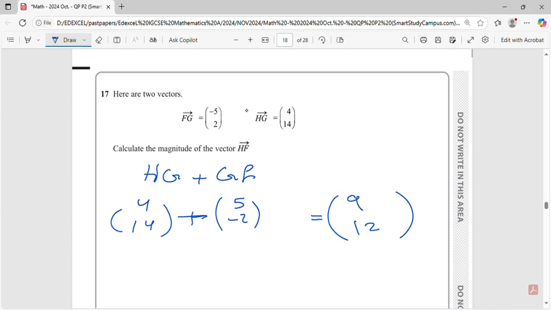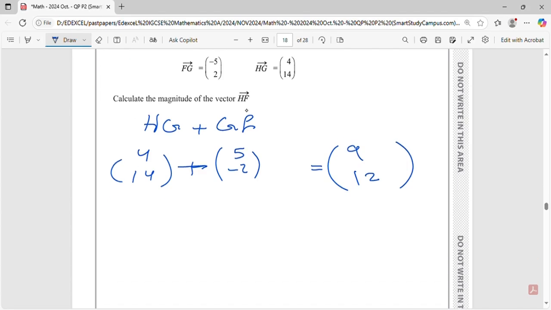And he said find the magnitude for HF, and we know that the magnitude will be 9 to the power of 2 plus 12 to the power of 2, and the final answer will be 15. So this is the magnitude for this value.